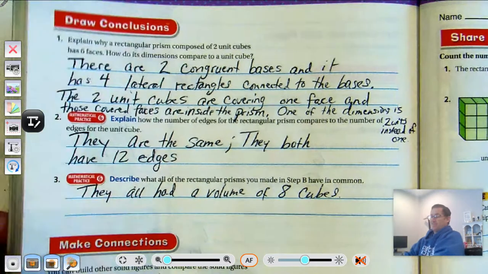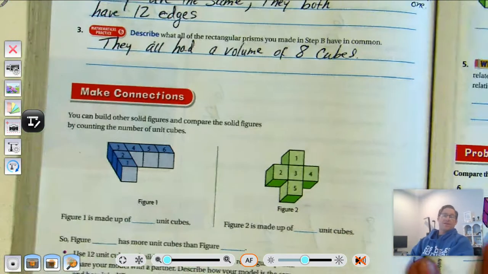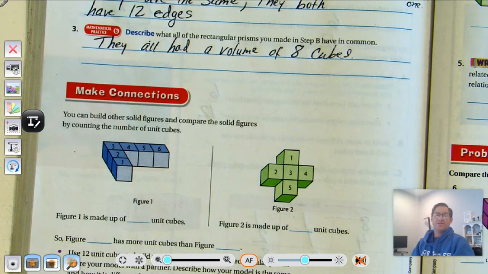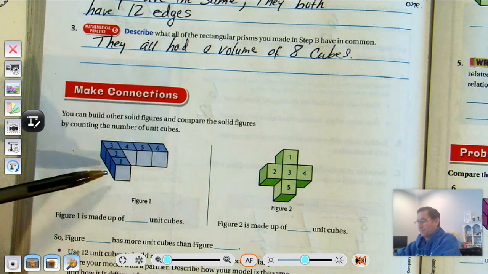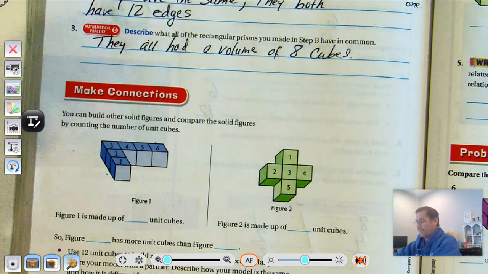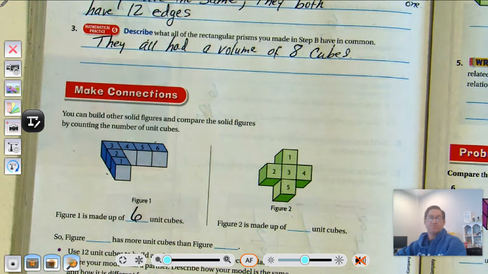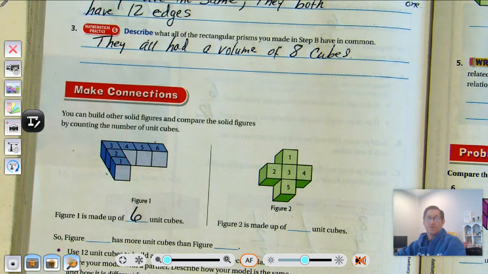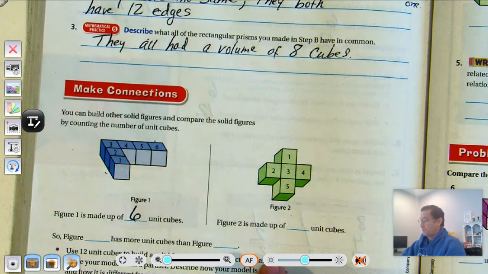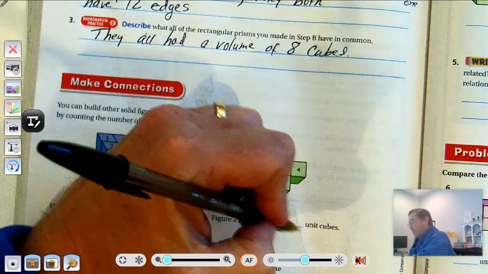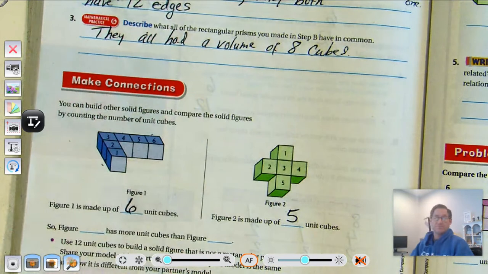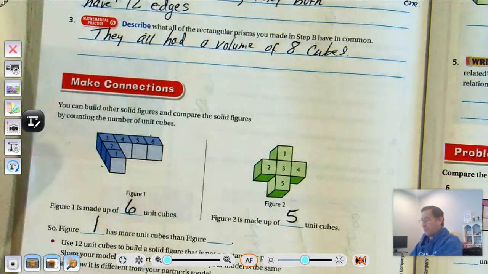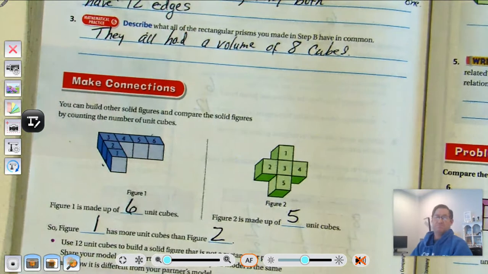All right, so let's keep that in mind as we're doing these. So make connections. You can build other solid figures and compare the solid figures by counting the number of unit cubes. All right, so figure 1. Well, I see 1, 2, 3, 4, 5, 6 unit cubes. Figure 2 has 5 unit cubes. So figure 1 has more unit cubes than figure 2.